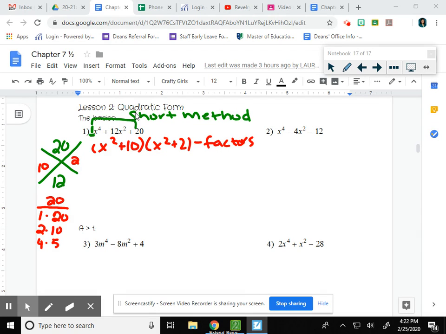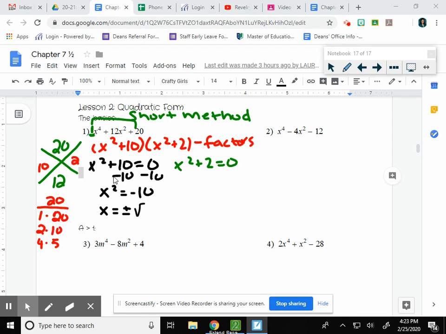But the point of what we're doing today is that we want to solve these. So we're going to take these and set them equal to 0. So when I do my first one, I'm going to subtract 10 to the other side, and I get that x squared equals negative 10. And then I'm going to take the square root of negative 10. Remember, you need that plus or minus.